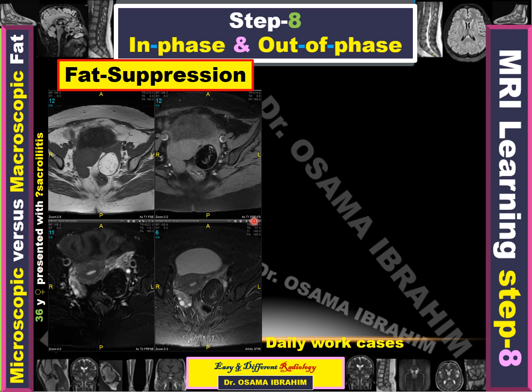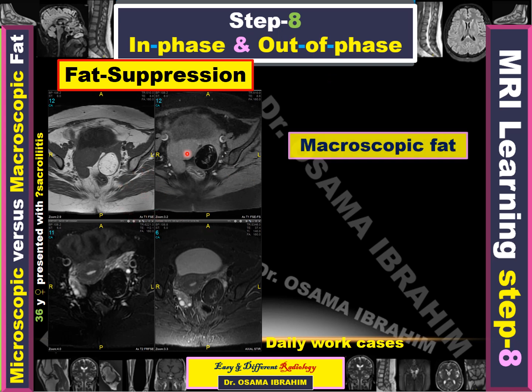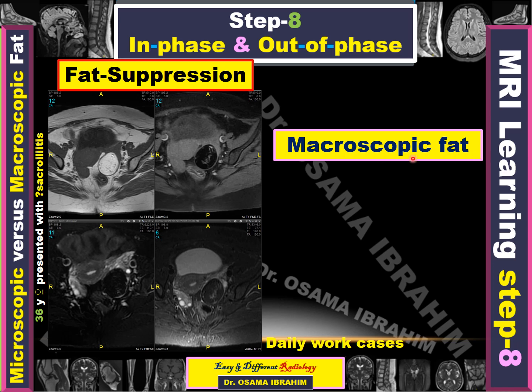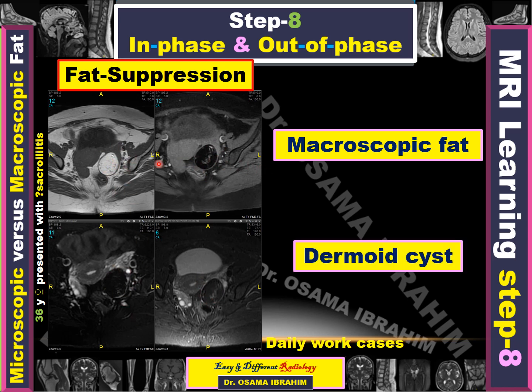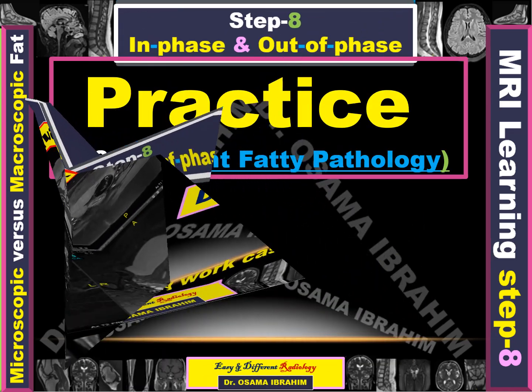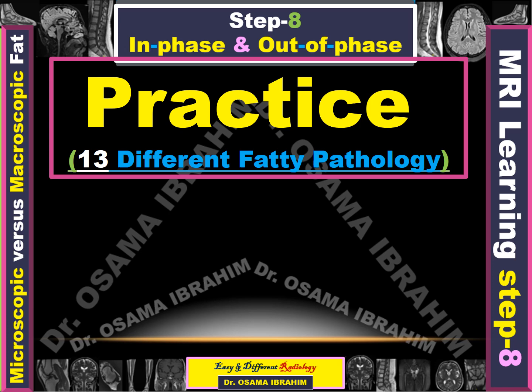I think you already know the basics, especially if you are a subscriber, because you would have seen all my lessons about MRI learning in the previous 7 steps. Anyway, fat suppression diagnoses the macroscopic fat as those lesions which have high signal in T1 which is suppressed in all fat suppression sequences. These lesions, such as in the ovary, represent macroscopic fatty lesions in the left ovary, diagnosing the dermoid cyst. This is everything about fat suppression, macroscopic fat, and gradient echo in phase and out of phase for diagnosing the microscopic fat.